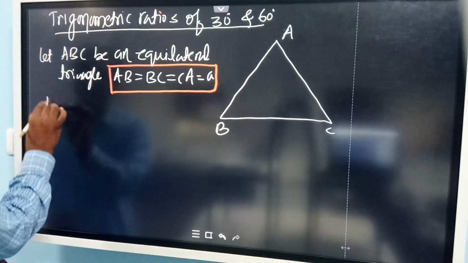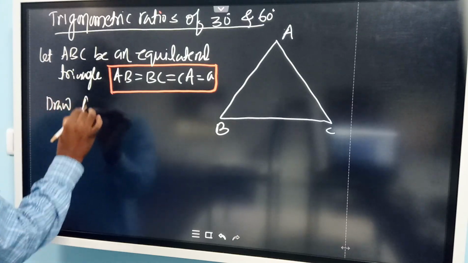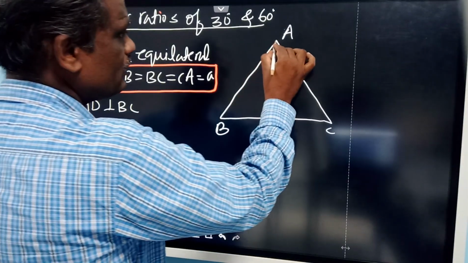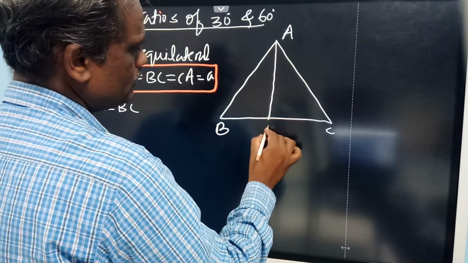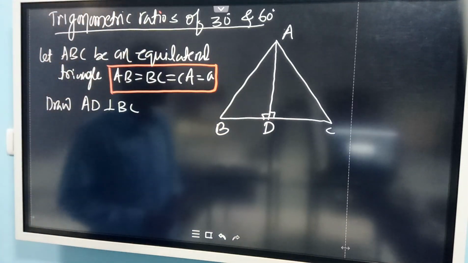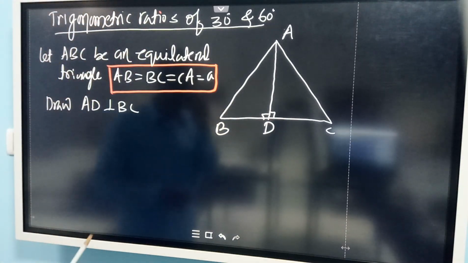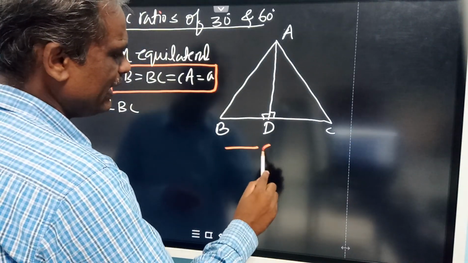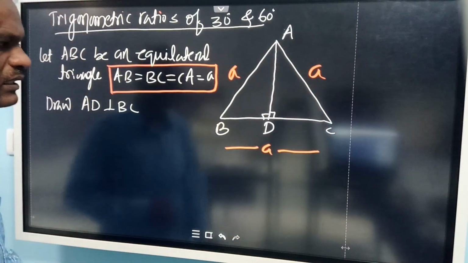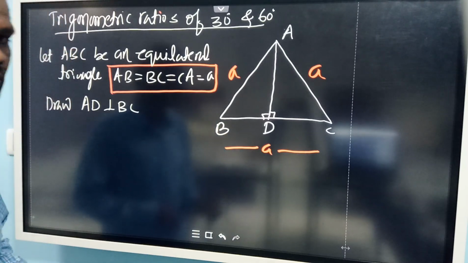Now draw a perpendicular. Draw AD perpendicular to BC. So you can take this as 90 degree here, this also 90 degree. Now you got two right angle triangles here. So now this total length is A, this is A and this is A. Can you tell me what will be the length of BD?